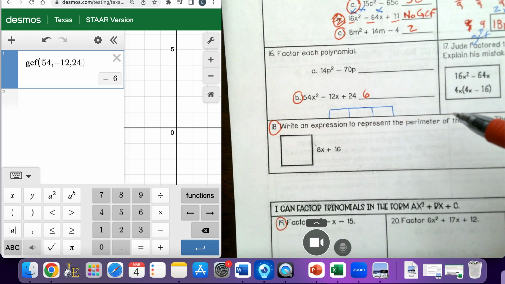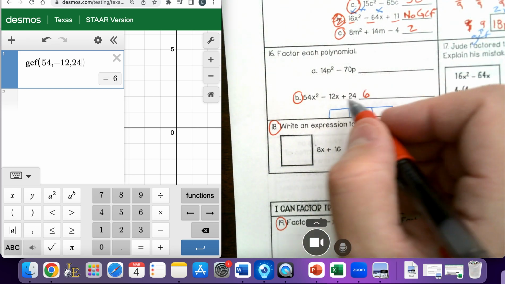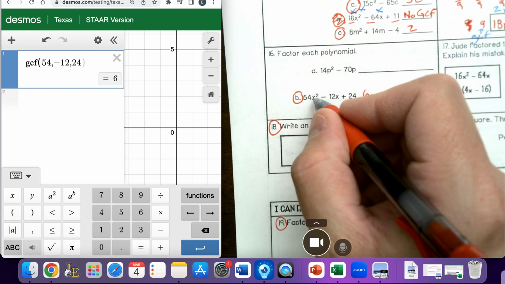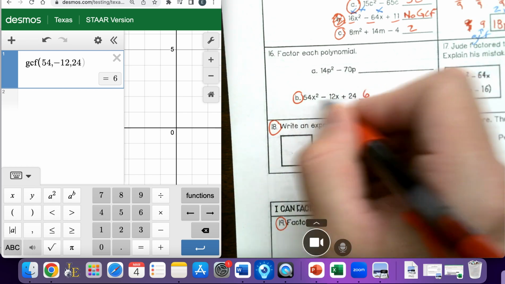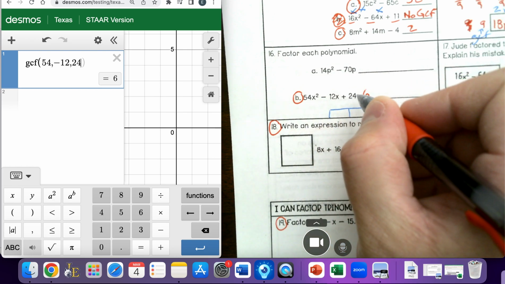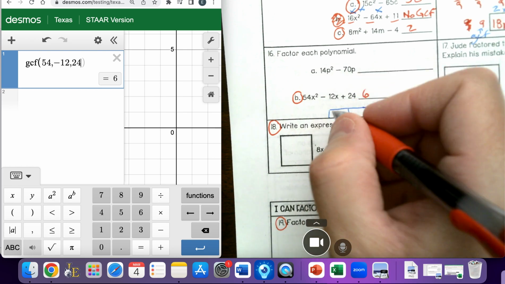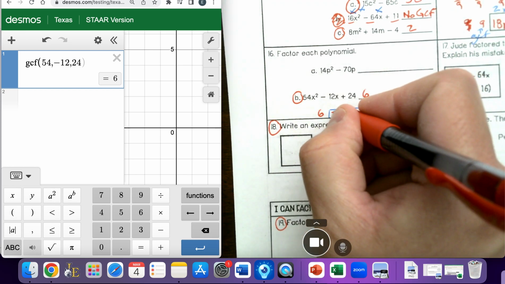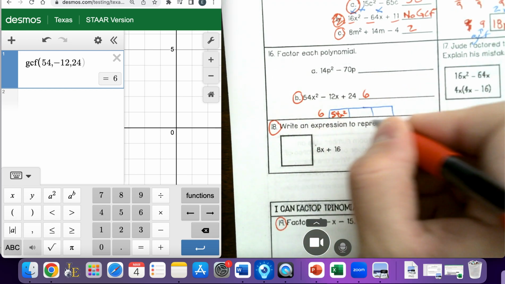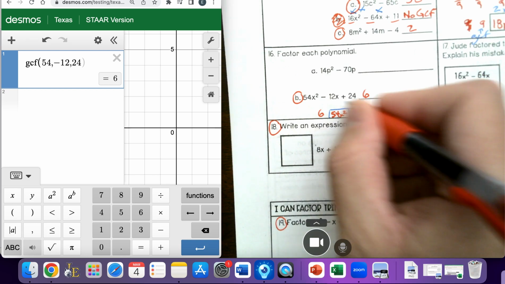And so can I factor out any variables here? We have an x squared, an x, and no x here. So I can't factor out any variables here. So my greatest common factor here would be 6. I'm going to write down this 54x squared here. I'm going to write down the negative 12x here and the plus 24 here.